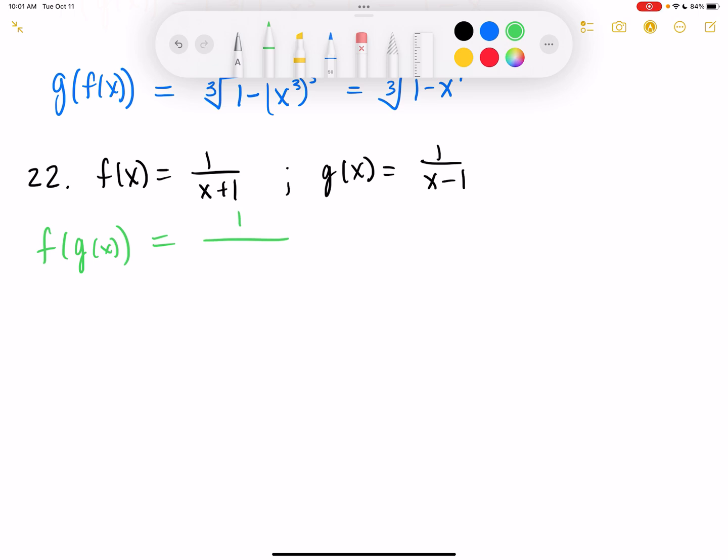1 over 1 over x minus 1 plus 1. Yep, that's where we're going. Oh, it's plus 1. Okay, I did that. I made it minus 1. So what should I do to the bottom? I put x plus 1 after I plugged it in. Because I can't leave it like that. How would I add these two things together? You have to make a common denominator. Yeah. Okay, so how would I get a common denominator? Multiply by x minus 1.